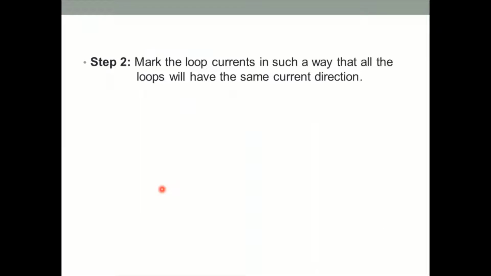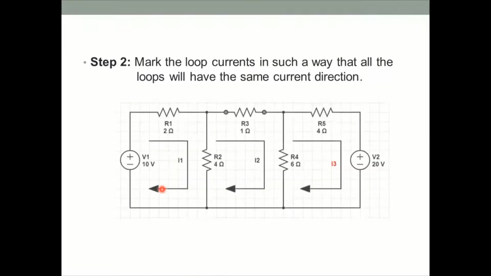Coming to step 2, we need to mark the loop currents. How to mark the loop currents? The condition is always that the loop currents will have the same current direction. So if we draw the loop currents here, it is going to look like this. In the first loop, I have given the current direction like this, and I followed the same current direction in all the remaining loops. I mark the loop currents as I1, I2 and I3 for all 3 loops.